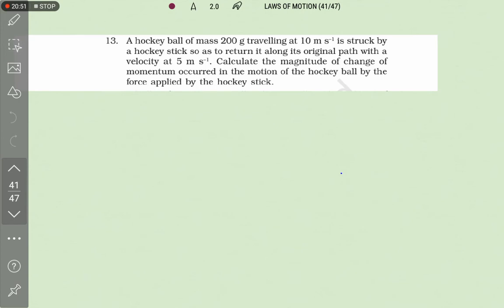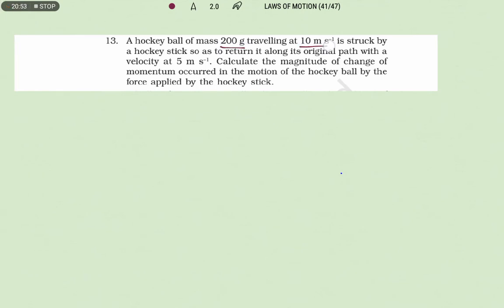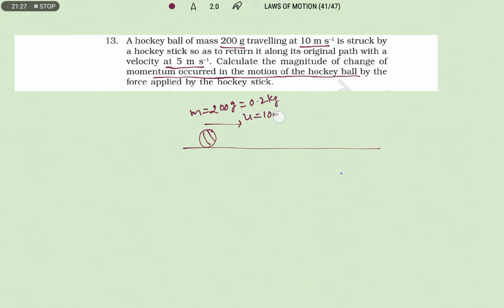Next one. A hockey ball of mass 200 gram traveling at 10 meter per second is struck by a hockey stick so as to return along its original path with a velocity of 5 meter per second. Calculate the magnitude of change in momentum occurred in the motion of the hockey ball by the force applied by the hockey stick. Okay? So hockey ball of mass 200 gram, that is 0.2 kg, is moving at a speed of 10 meter per second.